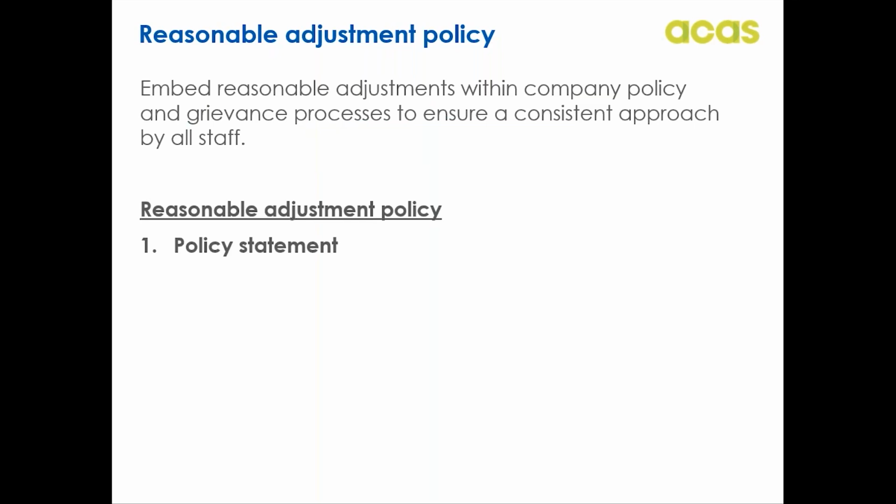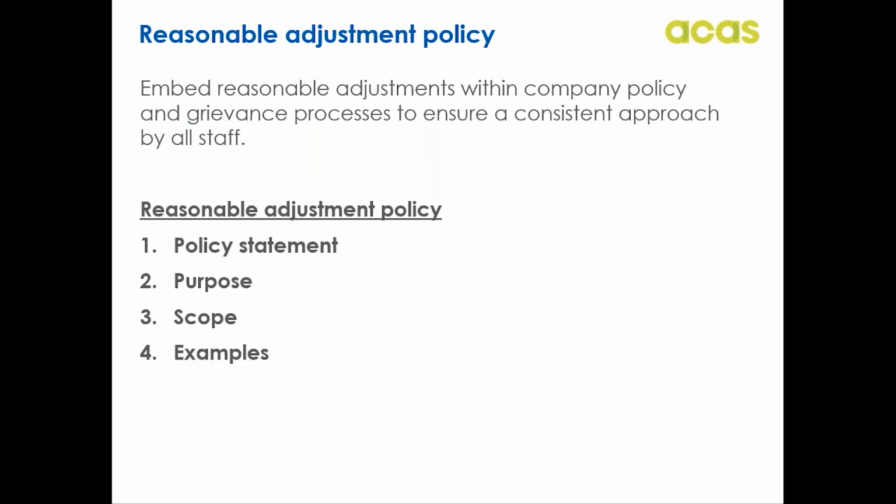A policy could open with a policy statement committing the organisation to equality, diversity and inclusion, recognising their legal obligations under the Equality Act 2010. Explain the objectives of the policy and outline the benefits of reasonable adjustments for both the organisation and the employees. Define who the policy applies to, and specify that it covers all types of disability, including physical, mental, sensory, or neurodiversity.